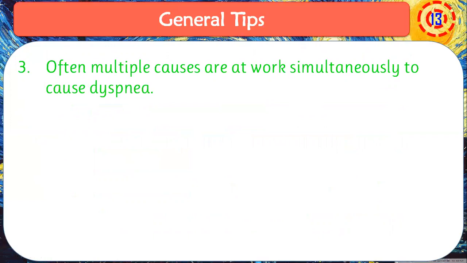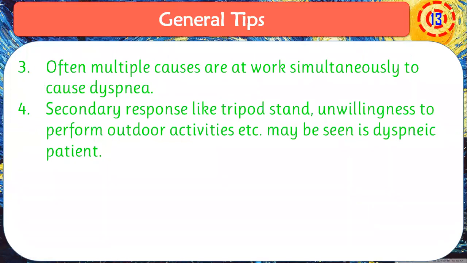And the fourth point that we underlined over there was that it may induce secondary physiological or behavioral responses. The secondary physiological responses can be increased work of breathing, for example, pursed lip respiration, tripod stand position, or we could say cyanosis, we could say increased work of breathing by the accessory muscle use. So these are the physiological responses. And the behavioral responses would be unwillingness to perform outdoor activities.